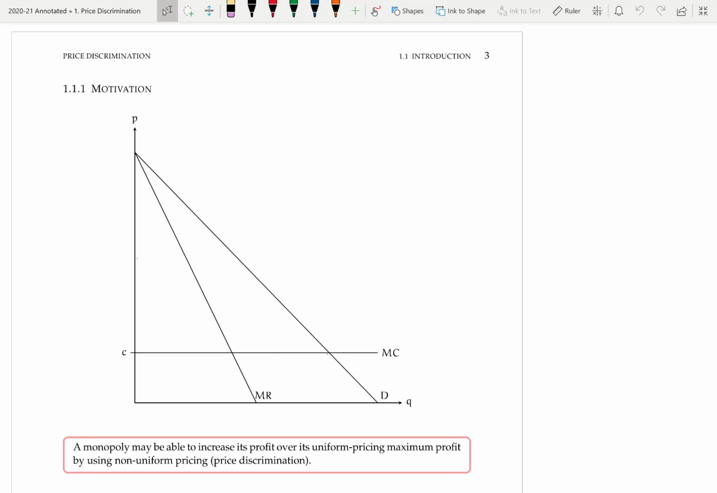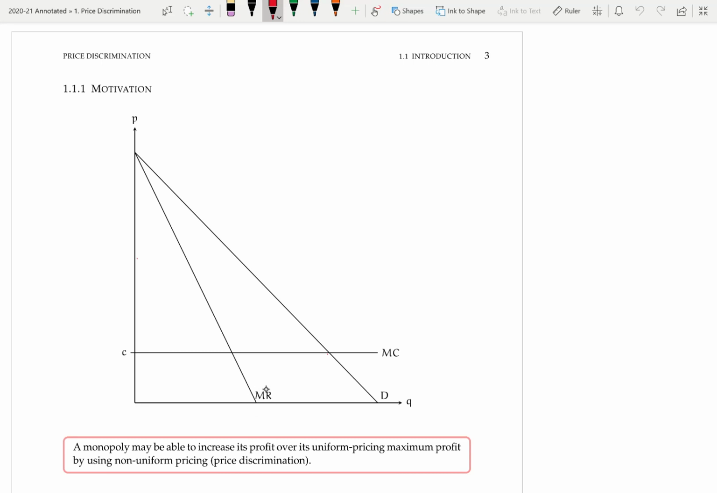In the diagram, we have a demand curve, a marginal revenue curve, and a marginal cost curve. Here I've assumed that the marginal cost curve is horizontal and the value of marginal cost is C. So it costs the monopoly C per unit it produces. The demand curve here is a straight line, and the marginal revenue curve is therefore also a straight line. But also the marginal revenue curve has the same intercept as the demand curve and is twice the slope. This is a fact you should remember, and you've probably seen this in microeconomics.